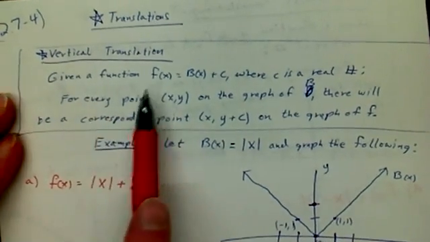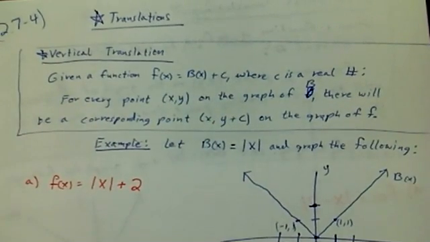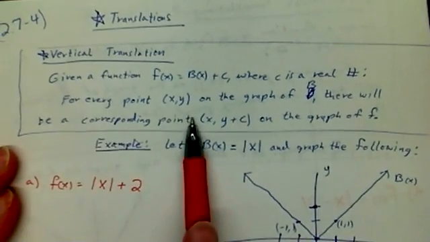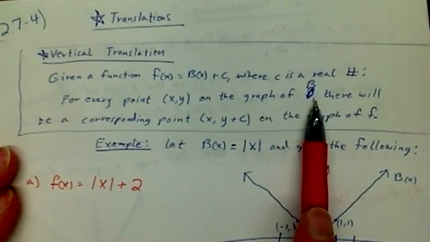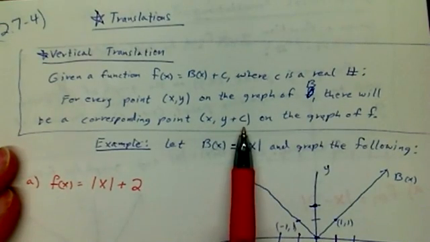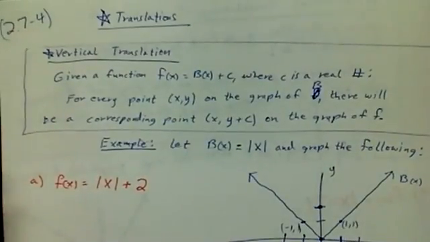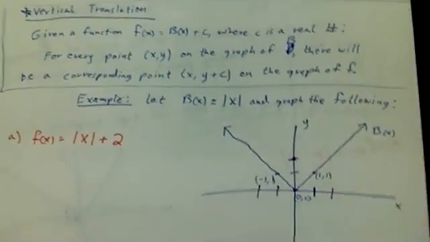So given a function f of x equals b of x plus c, so the base function plus some value where c is a real number. For every point x, y on the graph of b, there will be a corresponding point x, y plus c. So essentially, it's just adding to the y value on the graph of f. This is probably the easiest transformation.